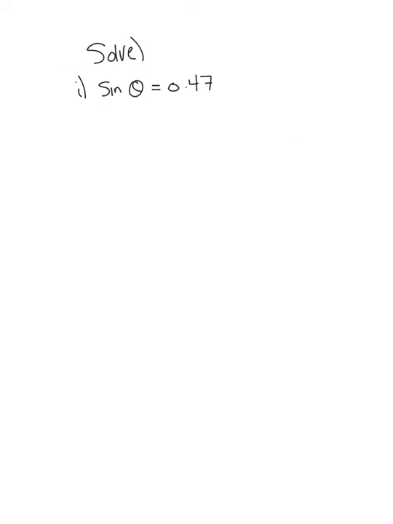All right, we're going to start our examples, and here's where it's really going to make sense for you. So solve: sine of theta is equal to 0.47. Now we know on our calculator we can find theta simply by doing sine inverse of 0.47. Make sure your calculator is in degree mode, and you will get, when you round, 28 degrees.